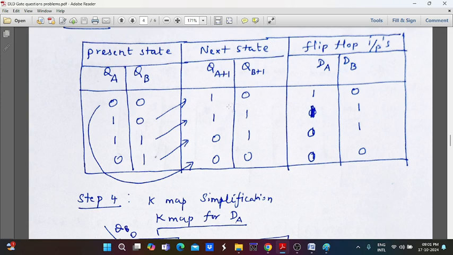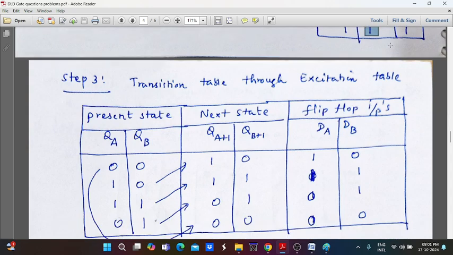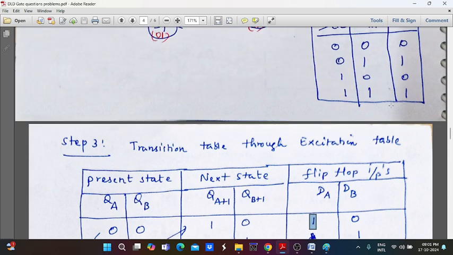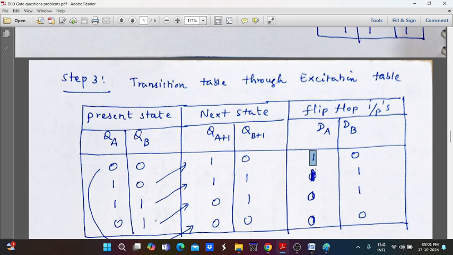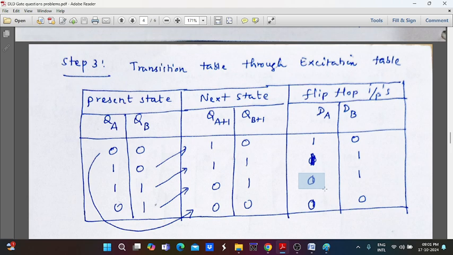When the QA value is 0 and QA plus 1 value is 1, our input is equal to 1. Because in the excitation table, if QN is 0 and QN plus 1 is 1, the input is equal to 1. So based on this excitation table value, we can put 1 here. Next, QA 1 and QA plus 1 is 1. The corresponding answer is again 1. So the input value DA is again 1. Next, QA 1, QA plus 1 is 0. So when this condition is taken, the D value is 0. So here we can put a 0.